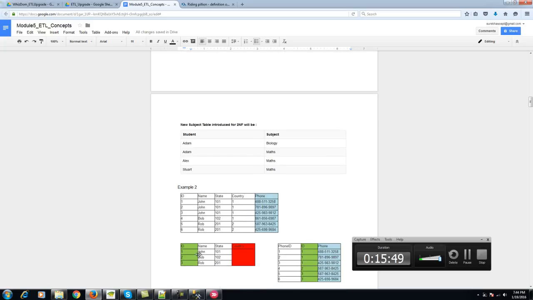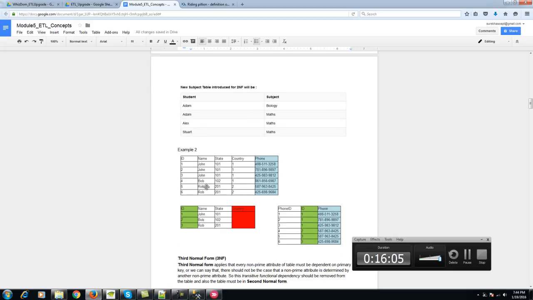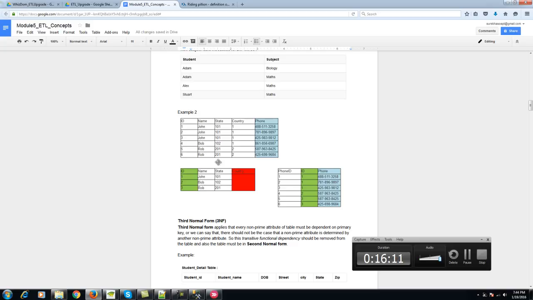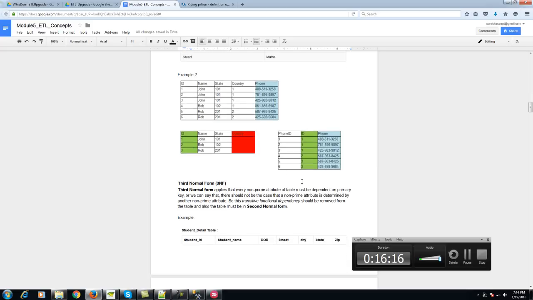So what I can do is put the name, state and country together, or I can just remove the country. I can have John belonging to this state, and then I can create a phone number dependency where John's ID is 1 and he has this phone number, right? And then again I can convert state to country into another normal form. So there will be another set of tables in second normal form. So this is the second example.